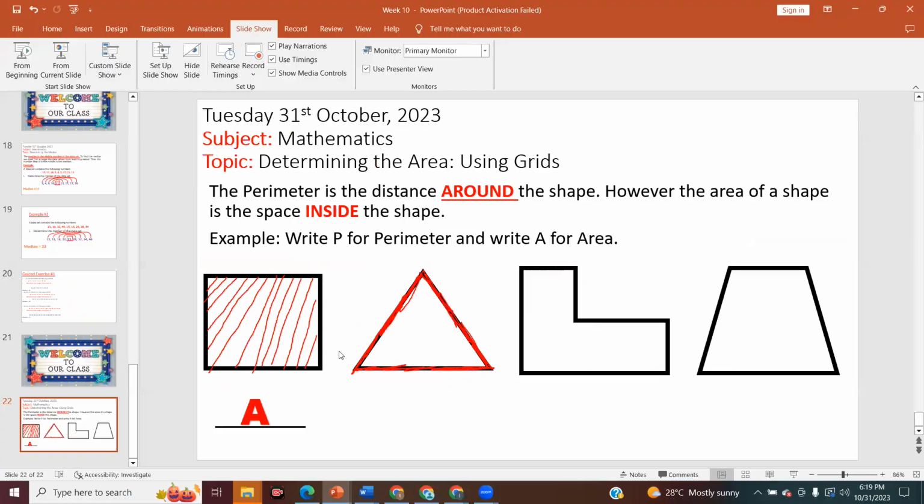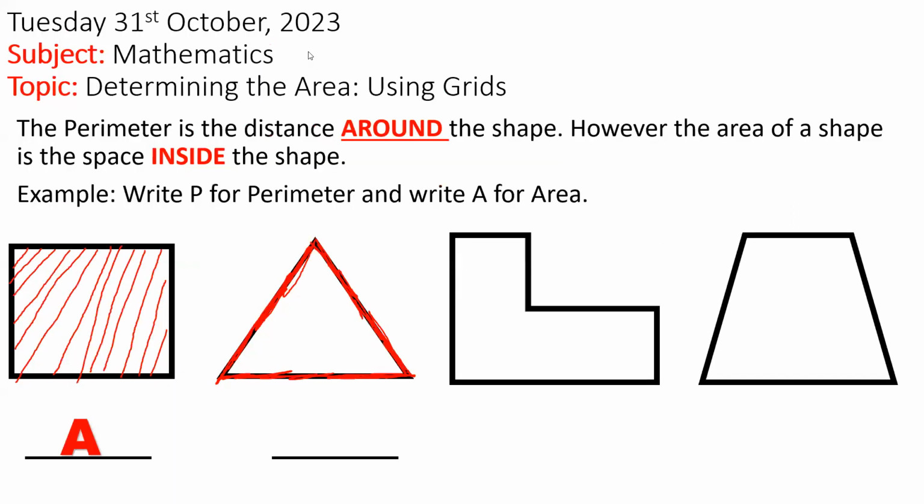So again, my question is, if you look carefully, I'm looking at the triangle and I have the red portion that is outlined. Is that referring to the perimeter of this triangle or is that referring to the area of the triangle? All right, I'm seeing most persons are saying P. Why P? Because it's around the shape. It's the distance around the shape. Very good.